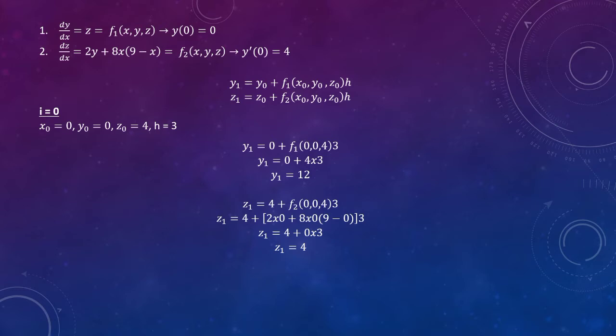Now we are done getting the values of y sub 1 and z sub 1. We will compile everything. The value of y sub 1 is 12, z sub 1 is 4, and x sub 1 is 3. To get x sub 1, you just need to add x sub 0, which is 0, plus the step size. So 0 plus 3 is 3. That's the value for our x sub 1.